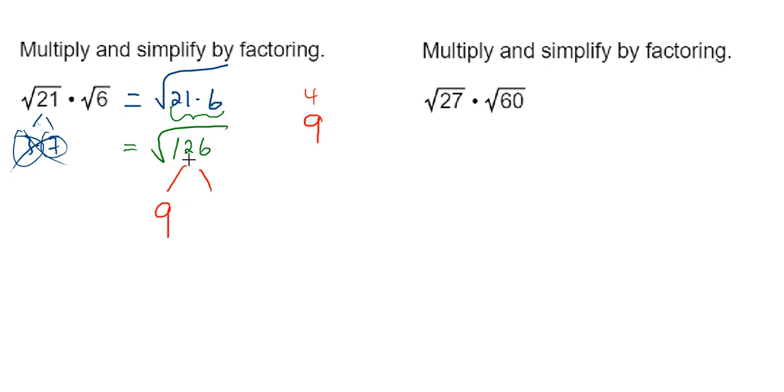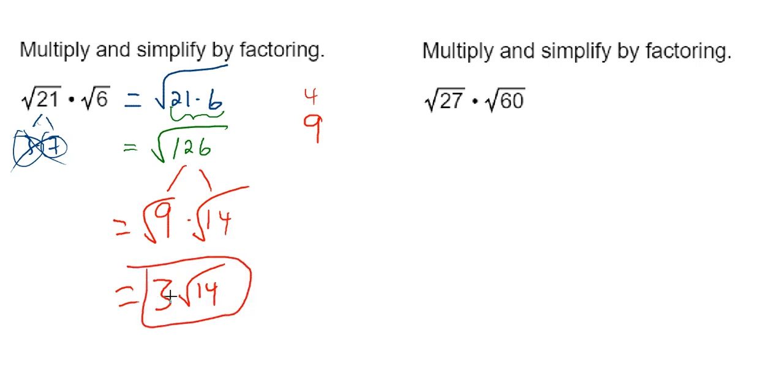9 divides into 126. We'll get 1 and 14. We'll have 14 left over. Right? And that's good because 14, there's no way to split it up to get anything more out of it. That will simplify with the square root. So that means this is the optimal thing to do here. So we'll apply the square root to each number separately. The square root of 9 gives me 3. The square root of 14 just copies down. And that's going to be my final answer.